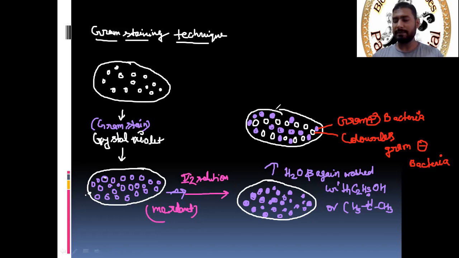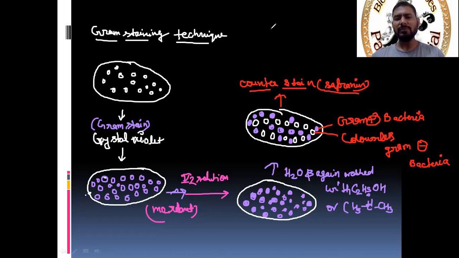But from this step scientists didn't get satisfied. Why? Because it is colorless, but we can't identify which type of bacteria it is. So they performed another step, which is known as the counter stain. For the counter stain, they used another stain, which is known as safranin.